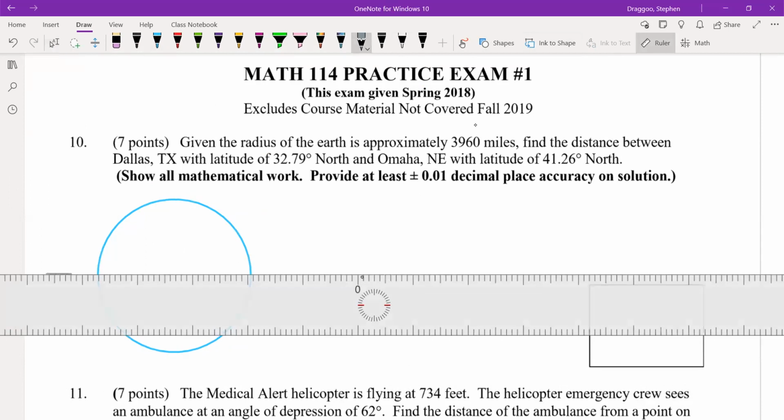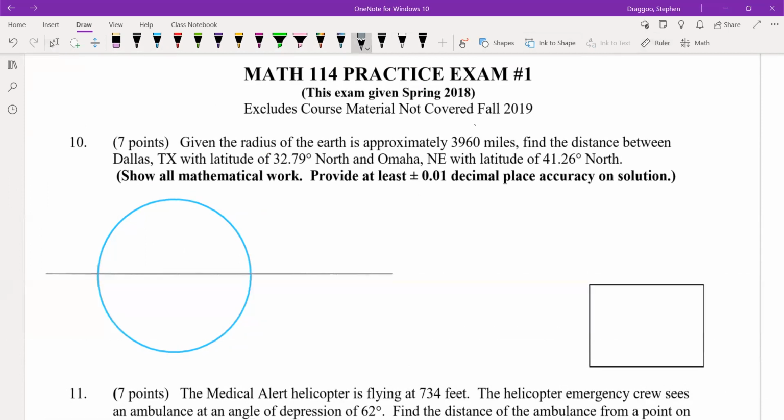So if I draw in my equator, say that this is 0 degrees, because that's where the equator is. I have two cities, Omaha, which is kind of further north, and Dallas, which is kind of further south. I'm going to exaggerate my angles so that it's a little bit easier to read. The center of the Earth is about right there.